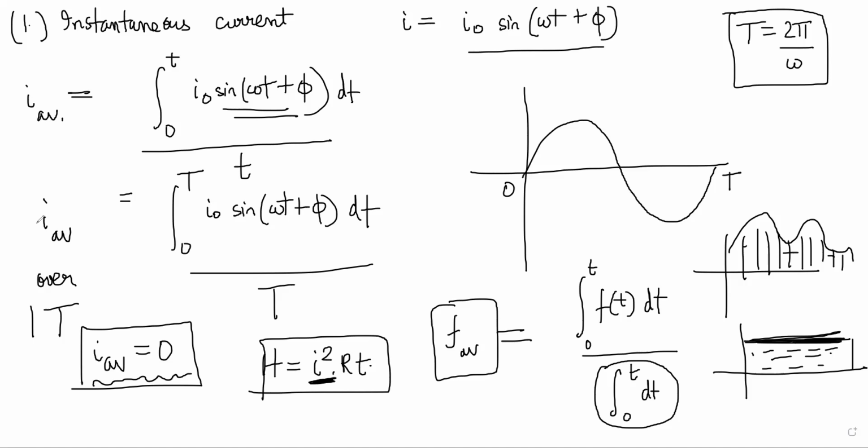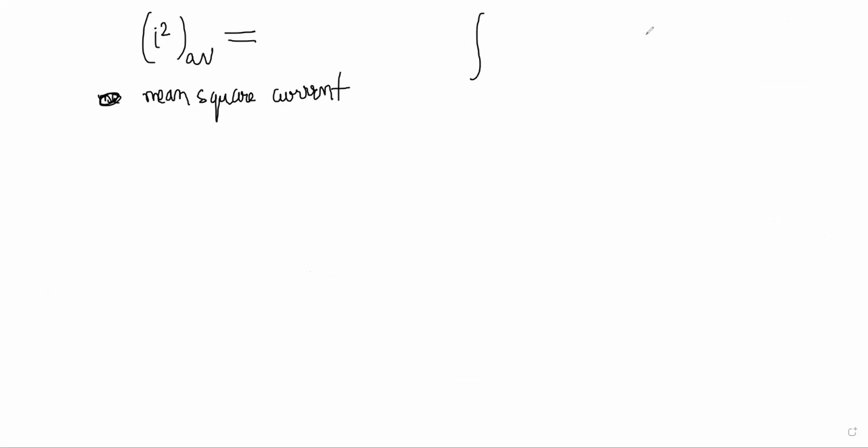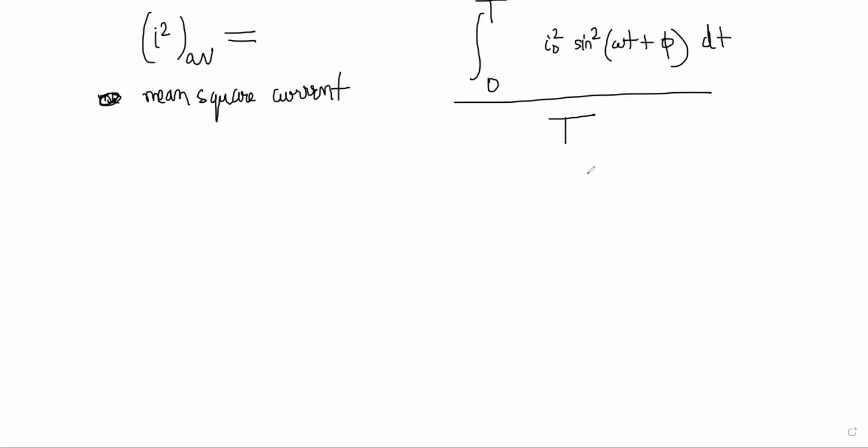So what we need is not the I average, because I average comes out to be zero. We need I square's average. This is called the square of the current, and if you take the mean of that, it is the mean square current. We are trying to find that. So I square's average value will be the integral of I naught square sine square(omega t plus phi) dt from 0 to capital T, divided by capital T. Any function's average can be found by this method.